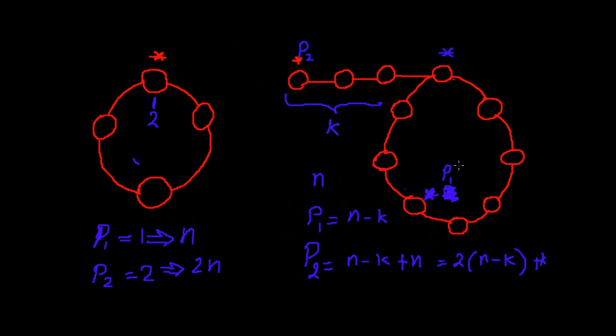Then we tell P1 and P2 both to go at a speed of 1. So P1 is going to go here, P2 is going to go here. P1 is going to go here, P2 is going to go here, and then P1 is going to go here, and P2 is going to come here. So they're going to meet each other. And this point is going to be the beginning of the circle.